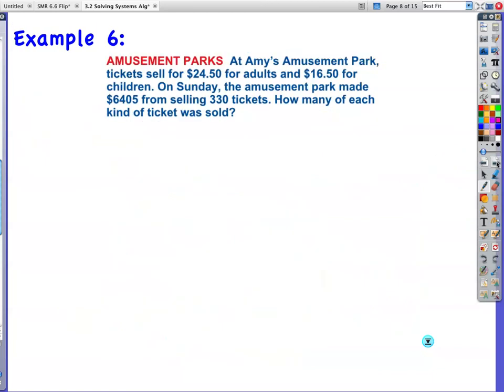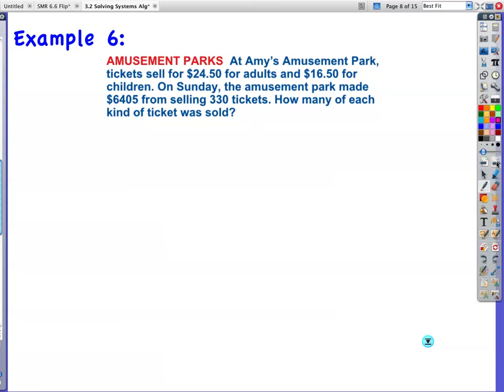Okay, let's do another one here. Example 6. Amy's Amusement Park tickets sell for $24.50 for adults and $16.50 for children. On Sunday, the amusement park made $6,405 from selling 330 tickets. How many of each kind of ticket was sold?